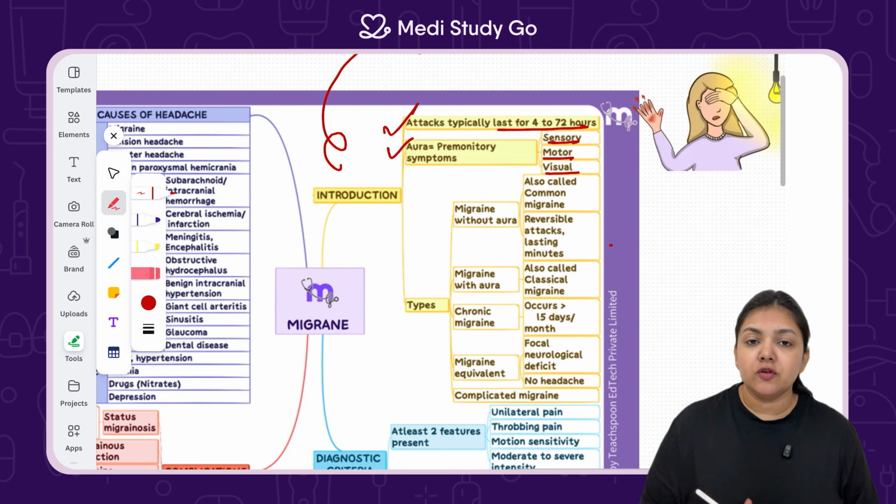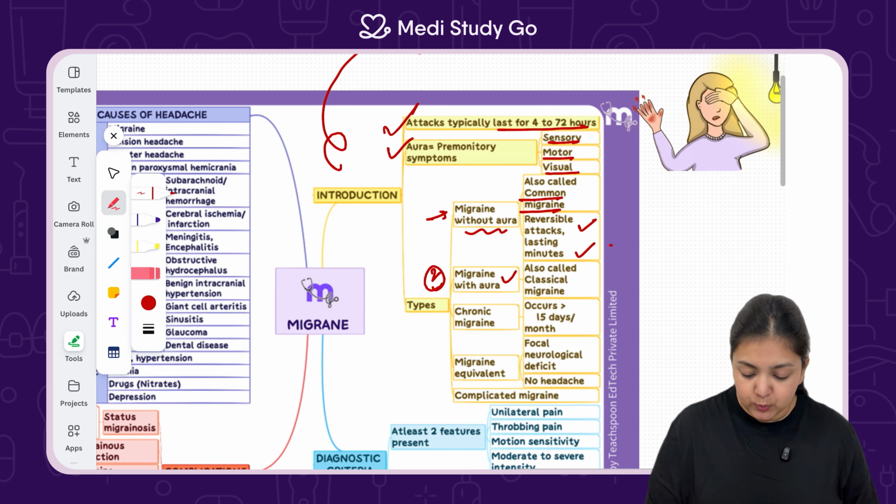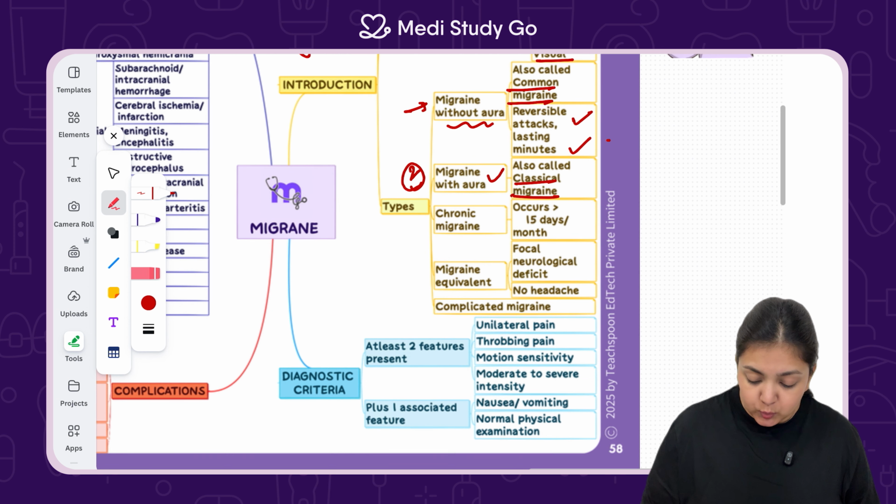This migraine can be of several types, which includes migraine without aura, that is, the preliminary situation is not present and only the headache comes. This is known as the common migraine and is usually reversible and lasts for some minutes only. Second is migraine with aura, which is known as the classical migraine. It consists of an aura wherein the patient wants to just lie down in a dark room without any noise because the patient is feeling delirium and also some photophobia and phonophobia. So that is migraine with aura.